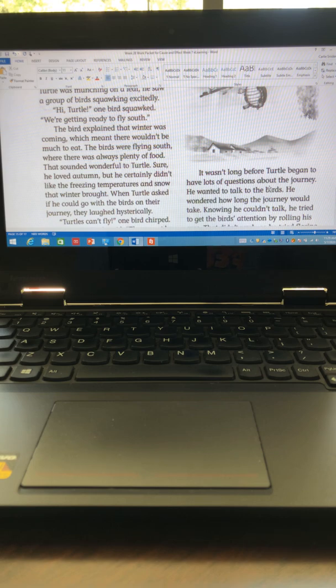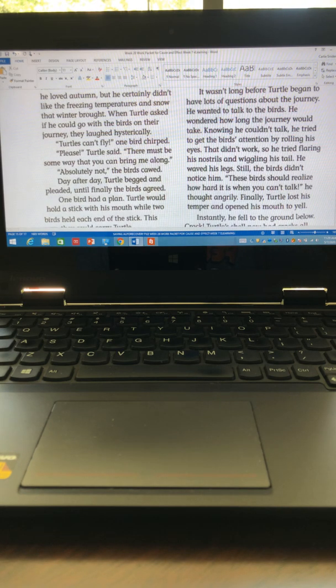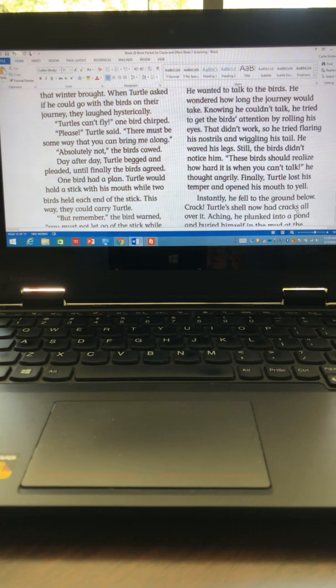That sounded wonderful to Turtle. Sure, he loved autumn, but he certainly didn't like the freezing temperatures and snow that winter brought. When Turtle asked if he could go with the birds on their journey, they laughed hysterically. "Turtles can't fly," one bird chirped. "Please," Turtle said. "There must be some way that you can bring me along." "Absolutely not," the birds cowed. Day after day, Turtle begged and pleaded until finally the birds agreed.